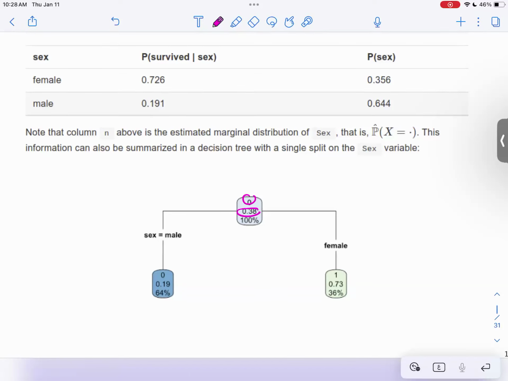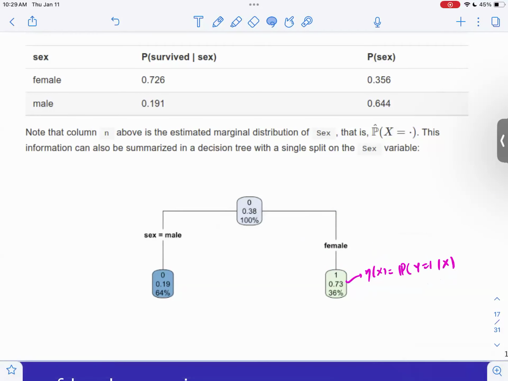Because the probability of survival is less than 1/2, this is really eta of x, which is the probability of y equal 1 given x. Here there's no x, so it's just the estimate of the probability of y equal to 1. These are all probabilities of survival, so the label 1. And so here you decide 0. 0 is the decision. So that's y hat equal f of x, or in this case, there's no x. So at the root, you decide like this.